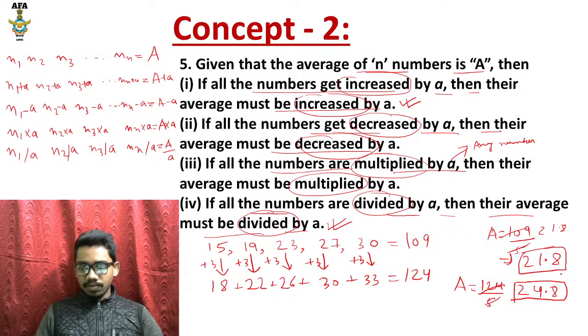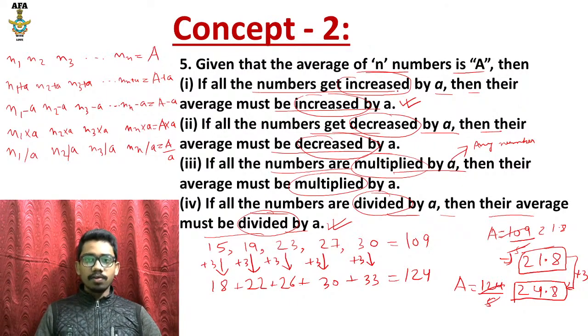The average was 21.8, and the average increased by plus 3. See, 21.8 plus 3 is equal to 24.8. So this is the only thing which is written over here: if all the numbers get increased by a, then their average must be increased by a. So this is the example.